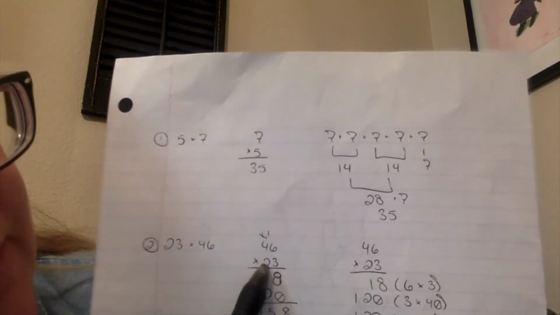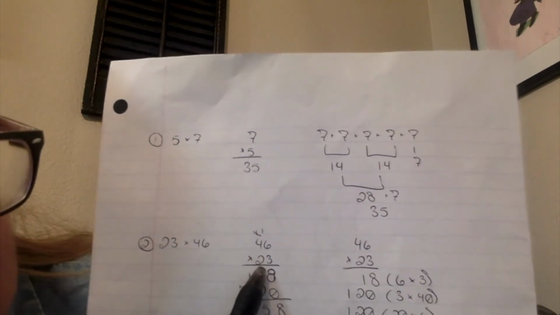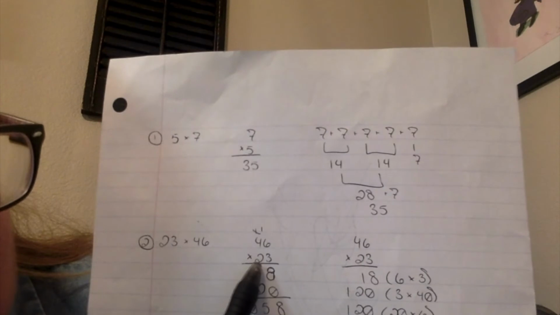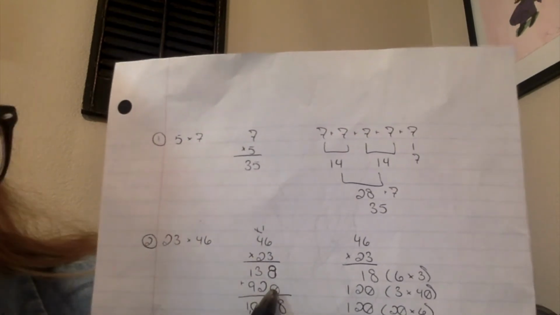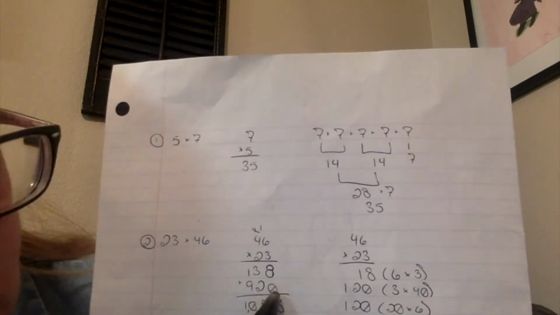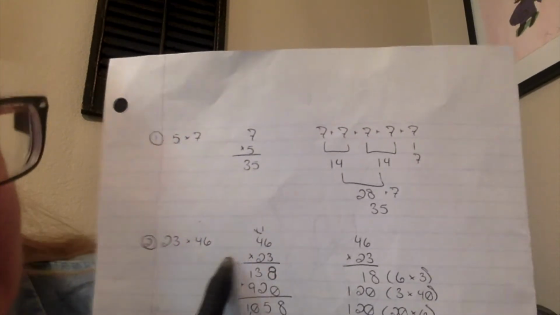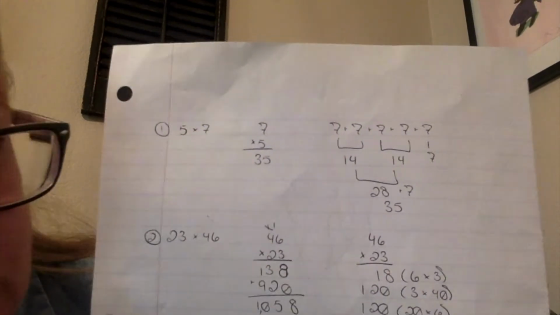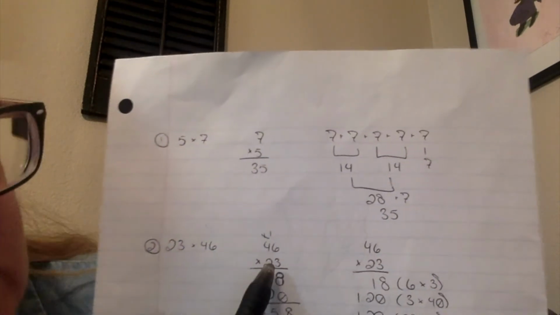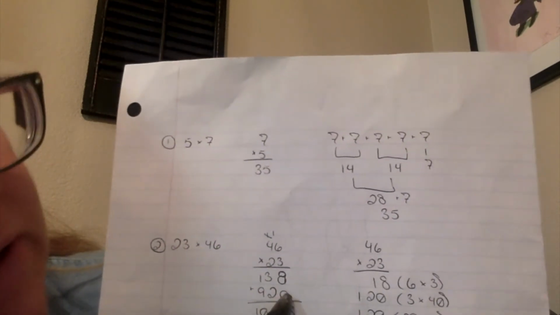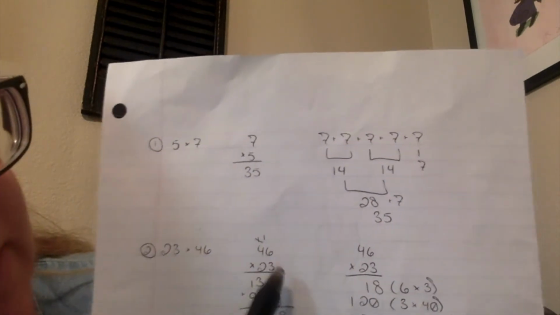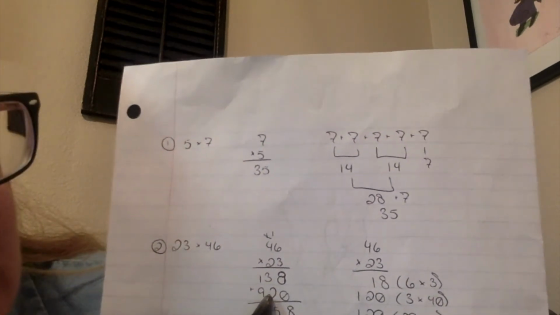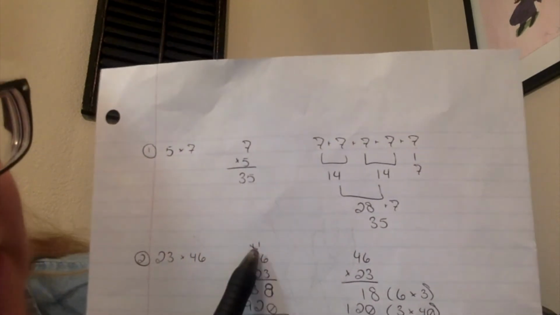Then I'm now moving to the tens place, and because I'm moving to the tens place, it is a math rule that you drop a 0. Why? You just do, okay? You're going to do that every time there is more than 1 digit, or more than 2 digits, excuse me. So 0 in the ones place because now we're dealing with the tens.